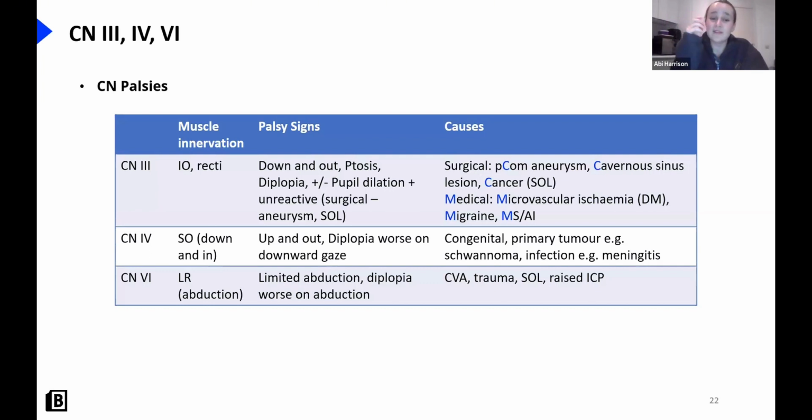And cranial nerve 6 has the longest course through the brain. So things that raise your intracranial pressure really commonly cause a cranial nerve 6 palsy. That can be a thing like a stroke, a bleed, a tumour, or any sort of trauma.